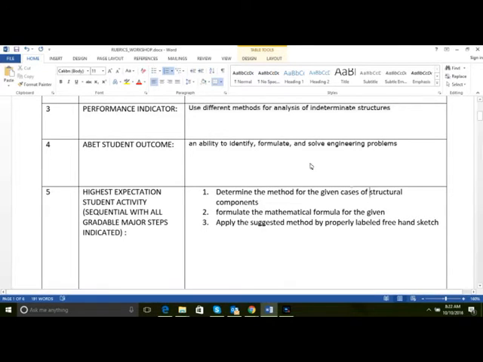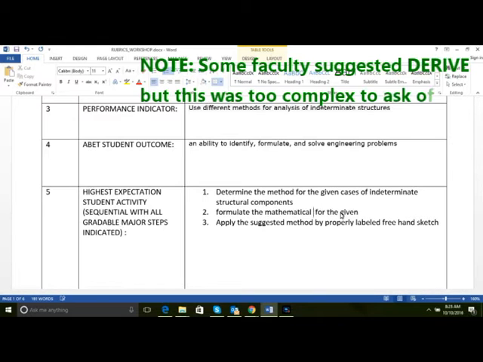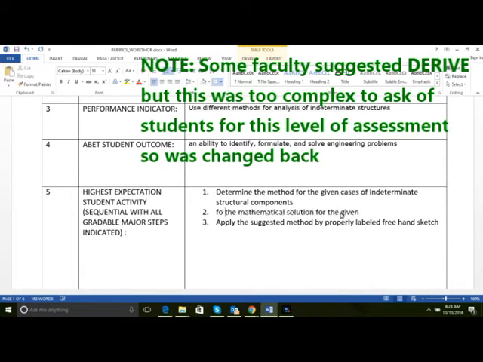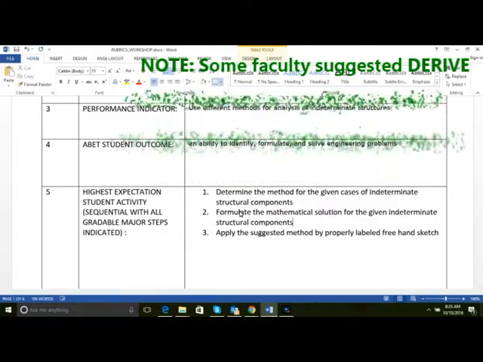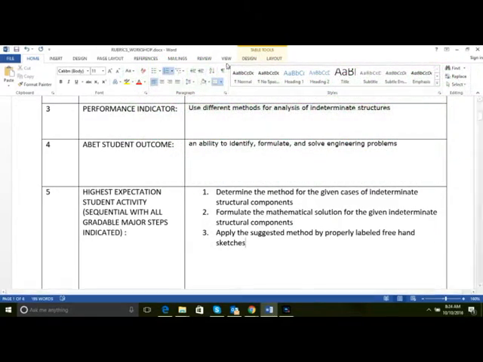Adding indeterminate structural components, and also changing the language for formulate mathematical solutions for given methods. The faculty suggested to put derive, but then it was decided not to use this complex activity and come back to formulate, since that was not expected of the students in this assessment. Now these are ready for copy down into the rubric.